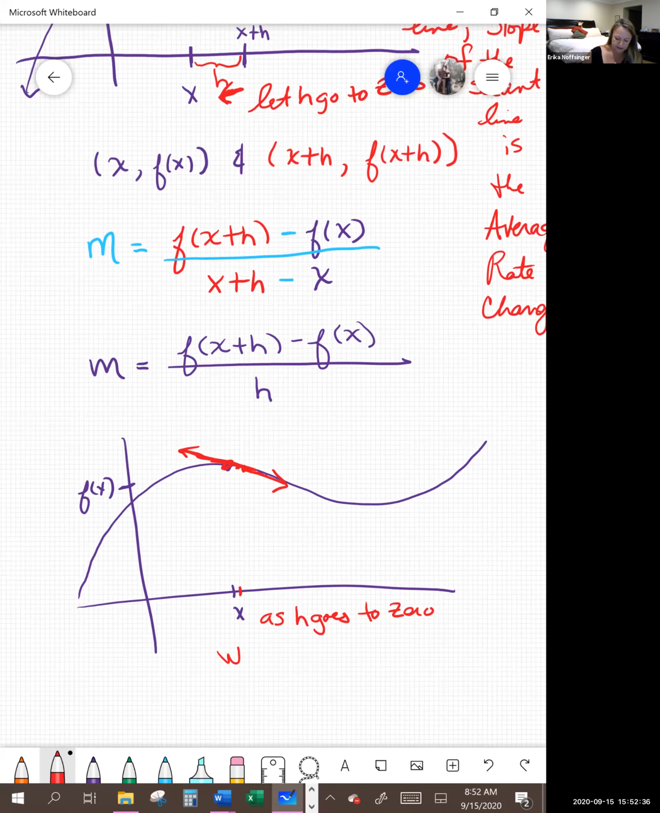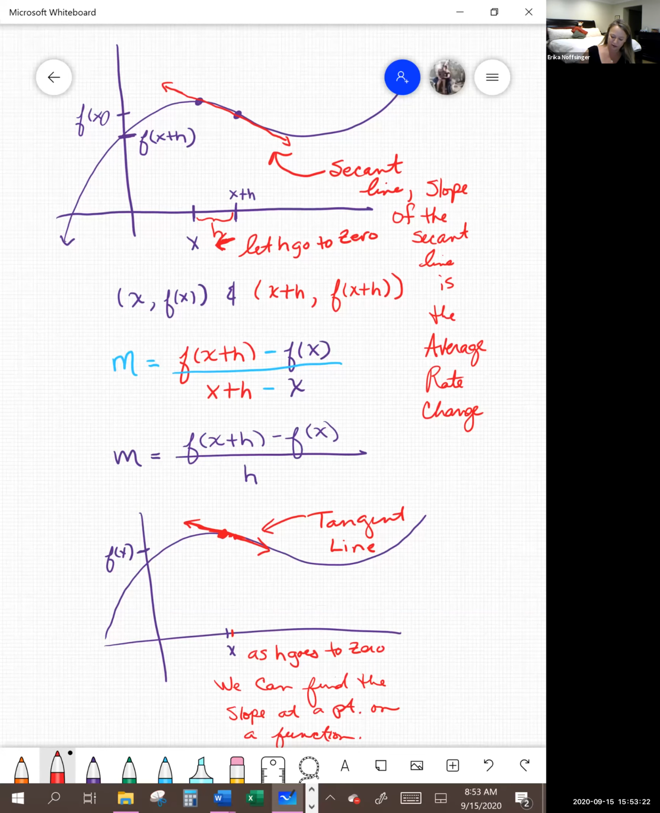You don't really need to know this, but this is the whole idea behind it. This is called the tangent line. We get the exact slope at a particular point on that curve by shrinking that h value down until it goes to 0. And that's why this difference quotient is so important to be able to do.